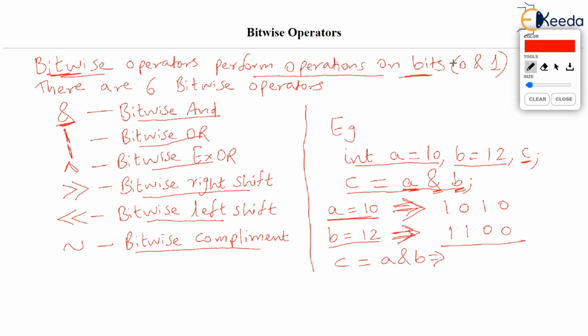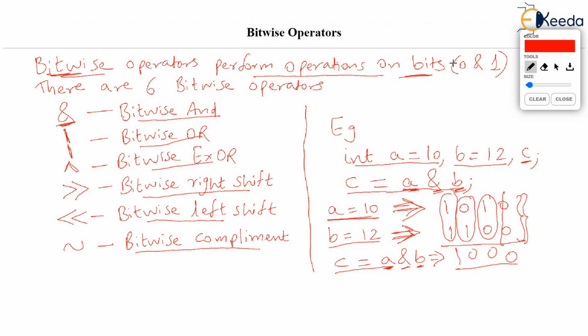We are now evaluating c equal to a bitwise ANDed with b. These two binary numbers are going to be bitwise ANDed. As you know, the AND operator is exactly like the AND logic gate, which says that if both the inputs are high, only then the result will be high. So if both corresponding bits are 1, then the output is 1, otherwise the output is 0. So 0 and 0 will be 0. 1 and 0 will be 0 again. 0 and 1 will be 0 again. But 1 and 1 is going to be 1. So the result we have got is 1000.